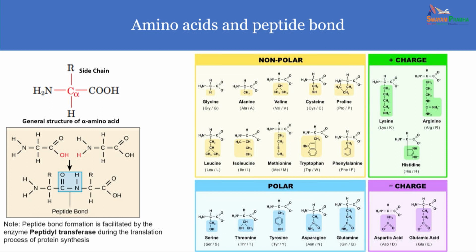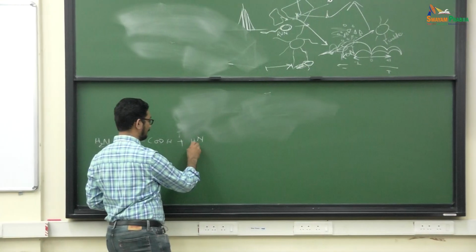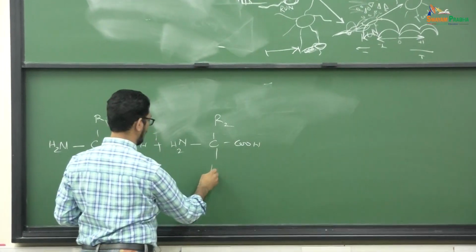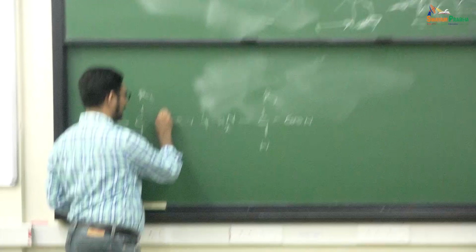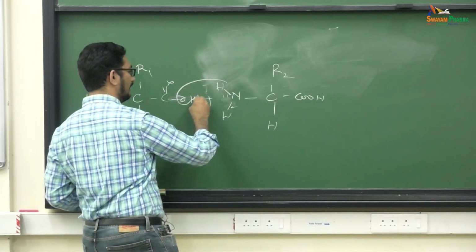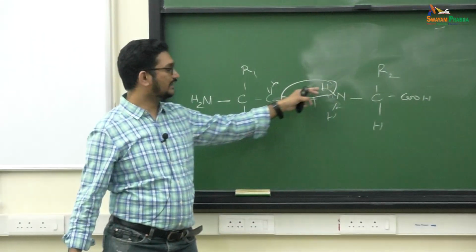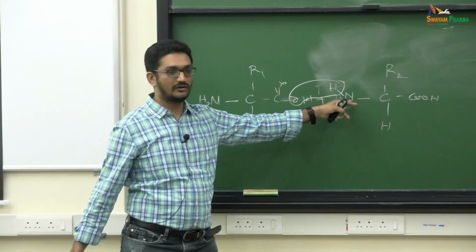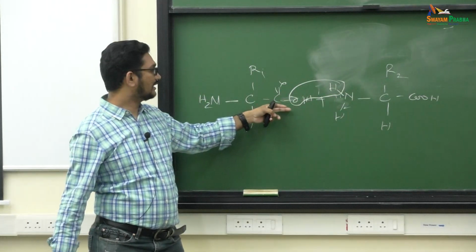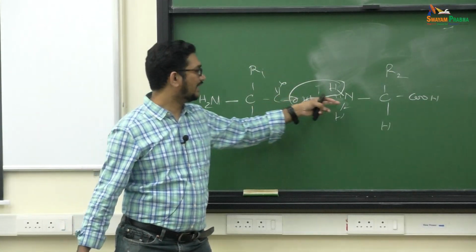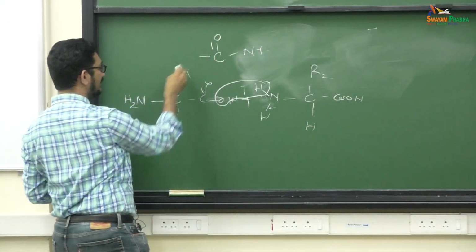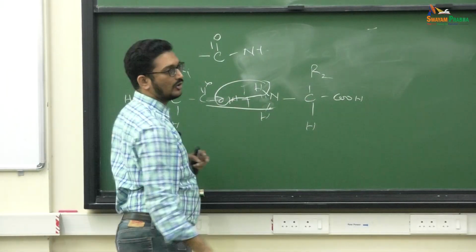And then you have another amino acid, NH2, and then you have C, R2, R1, and then you have COOH, and then you have an H. So this C double bond OH, and this NH2, H. This will result in a loss of water, and this C double bond O will bond with this nitrogen. This is called a peptide bond. When the amino group of one amino acid reacts with a carboxylic acid, this will form C double bond O NH. So basically you have linked two amino acids with the help of a single bond, which is called a peptide bond.